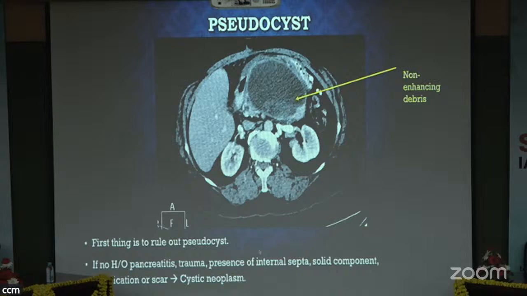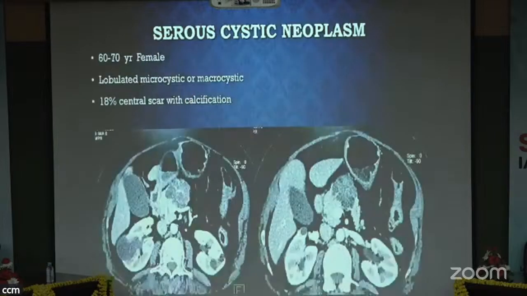If there is a cystic lesion in the pancreas, there is no history of pancreatitis, there is no history of trauma, and the lesion shows presence of internal septations, solid component, calcification, or a scar, then we suspect cystic neoplasm rather than pseudocyst.